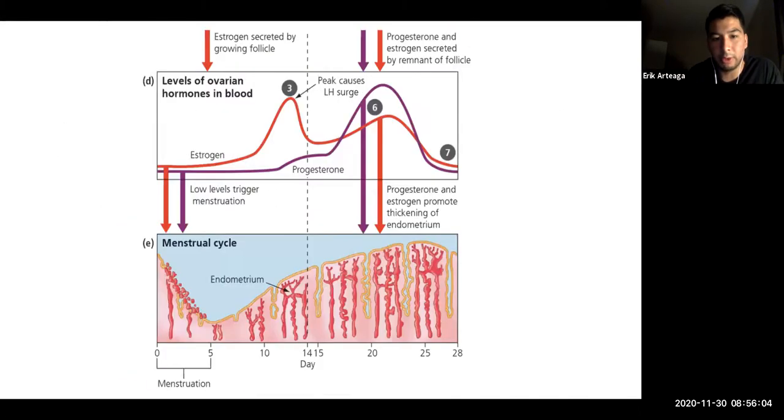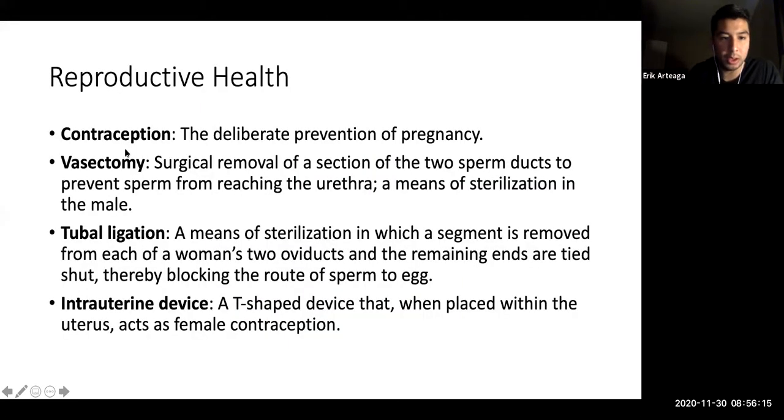So 2 weeks before your period, you do have your ovulation. Okay, so at the 14-day mark, before your period, you're ovulating. So we talked about contraception: vasectomy, tube ligation, intrauterine device.